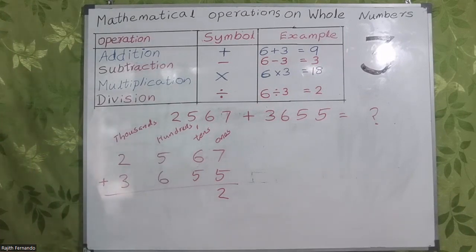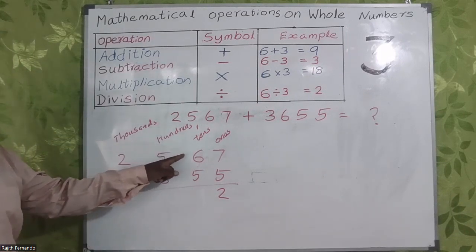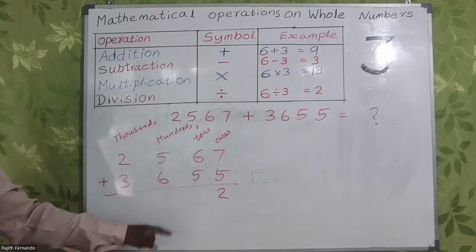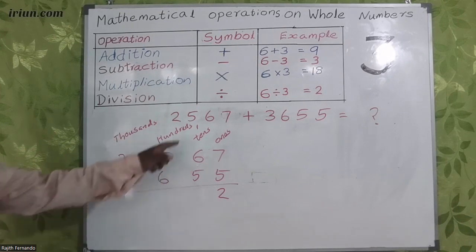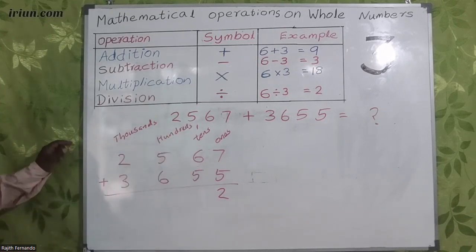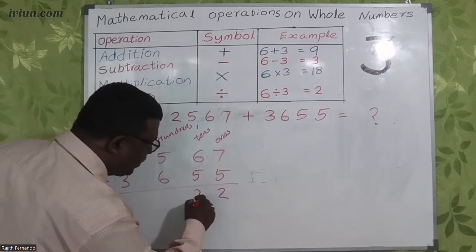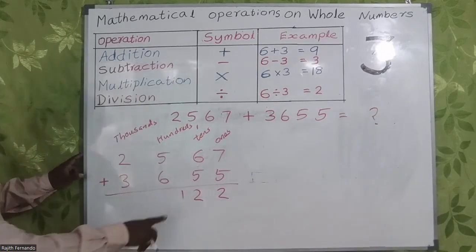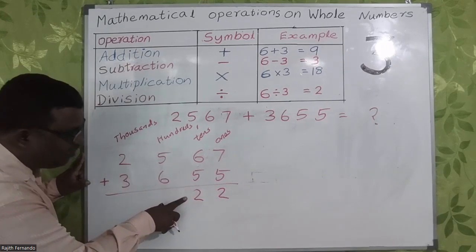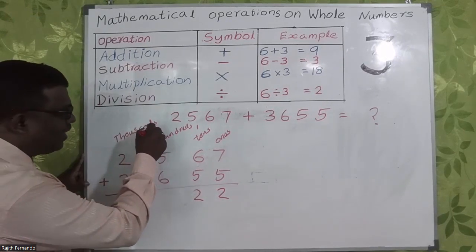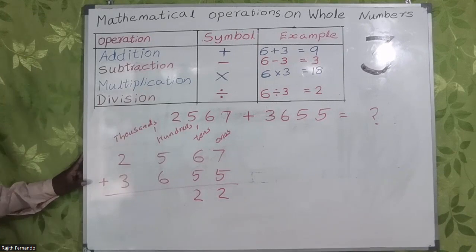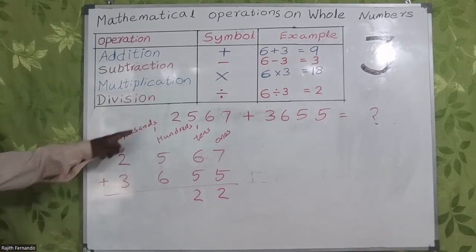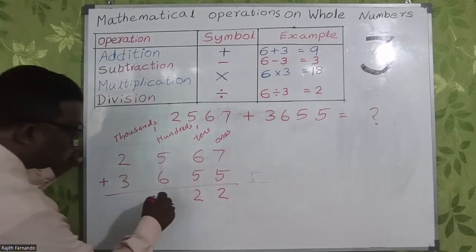Okay. Then you have to add 6 and 5 and this one. Then 6 and 5 is 11, and 11 and this one is 12. Again we got 12 as the answer, but you can't put this in this place. You have to put this one in the hundreds place. Then again 5 and 6 is 11, 11 and 2 is 12.